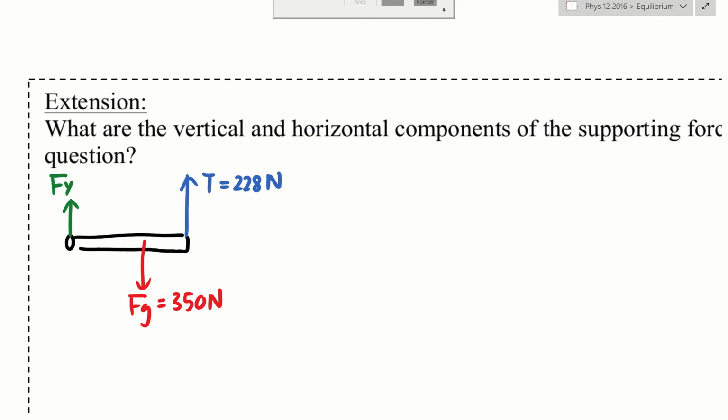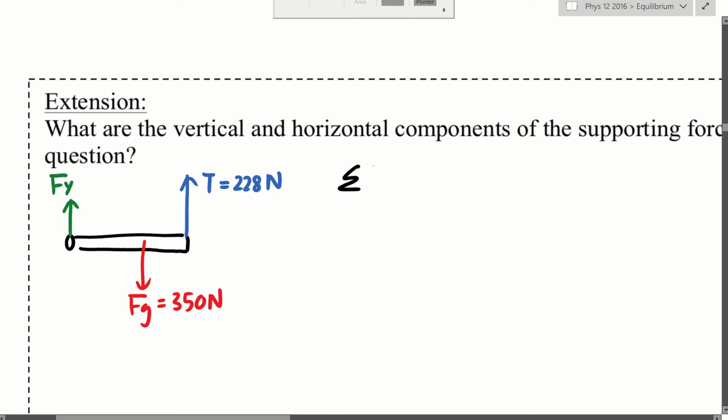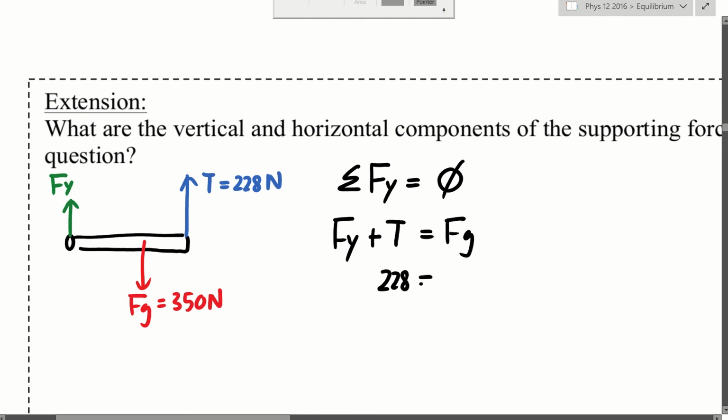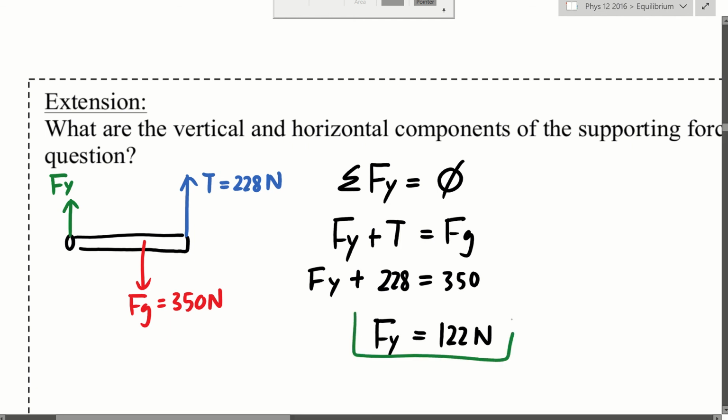Whatever that's missing, right? I mean, there should be a force pointing up so that it can help tension fight gravity. So therefore, sum of all forces, now we're going back to forces in the y direction, equal to 0. That means hinge force plus tension should equal gravity. Tension is 228, gravity is 350. So hinge force must be the subtraction between the two, which is 122 Newton. Done. That force on the hinge is 122 Newton.